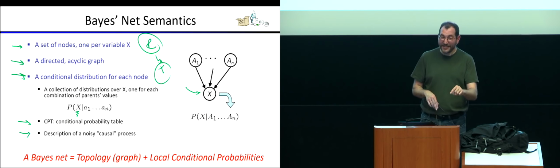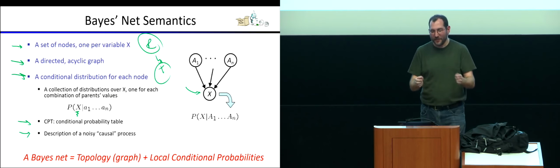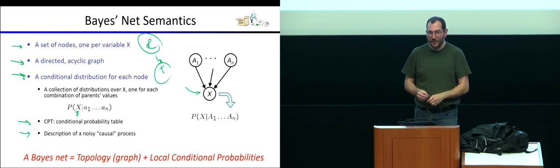In fact, there's even a setting of the values for which it encodes that they're actually independent and you just can't tell from the graph. Because for every value of r, in fact, it's the same distribution over t. Yep.